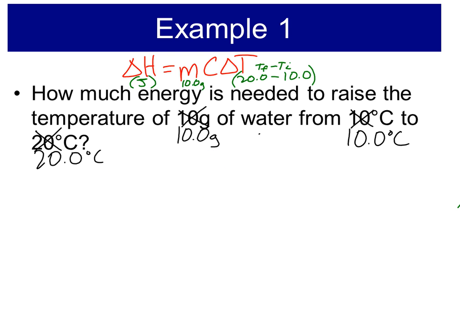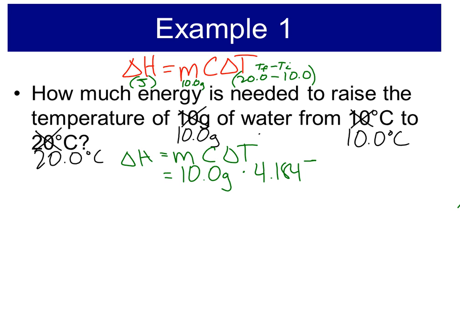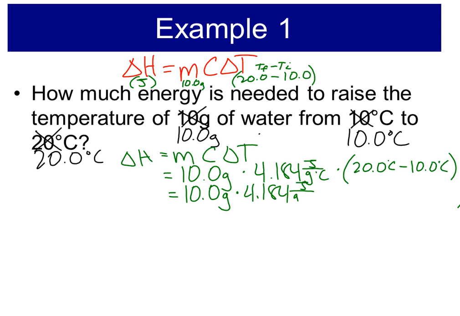Okay, so delta H equals MC delta T, which is equal to 10.0 grams times the specific heat capacity, 4.184 joules per gram degrees Celsius. Remember, this is the specific heat capacity of liquid water. It is a value that you need to know, and you will use a lot. And my change in temperature is going to be 20.0 degrees Celsius minus 10.0 degrees Celsius. Yes, I want you to write that out. So when I rewrite this again, 10.0 grams times 4.184 joules per gram degrees Celsius times 10.0 degrees Celsius.